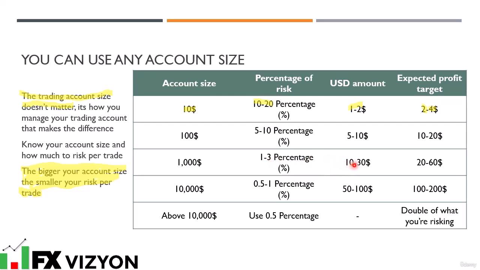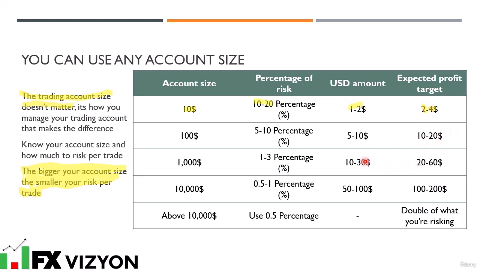If you check the amount, the expected profit for the $100 is still bigger than the $10, and then the expected profit for the $1,000 is also higher and bigger than that of the $100 and of the $10, right? So per trade, you're risking $10 to make $20, $30 to make $60, right?